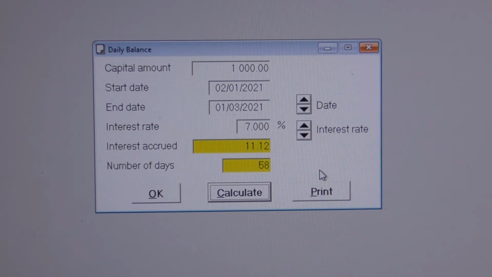We can use these spin buttons to easily change the date and the interest rate. For example, if we decide to pay back the amount on 20th of February, we click the date down arrow button. And we can see as the end date changes, the number of days and interest accrued are recalculated.